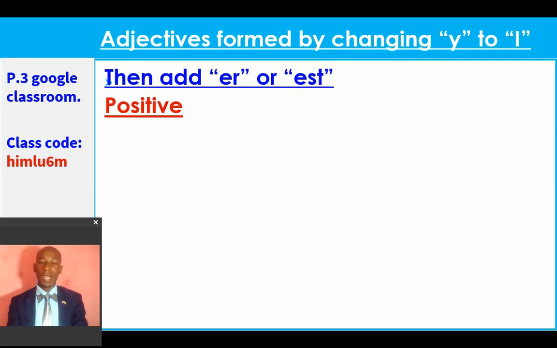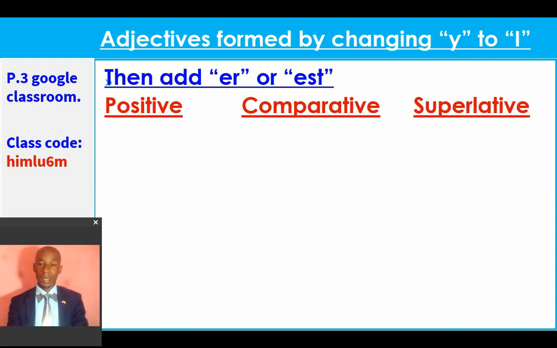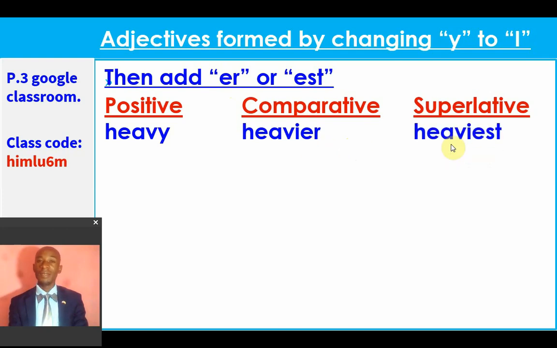So here, let's have some in the positive degree, then we apply these changes when it comes to the comparative degree and the superlative degree. I start with the word heavy. Heavy. So this means I have to change this y to i. Then I shall add er under comparative. So the word becomes heavier. Heavier. Then in the superlative, it becomes heaviest. I have heavy, heavier, heaviest.